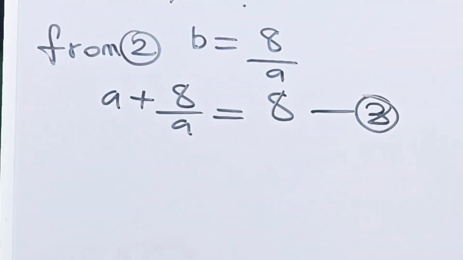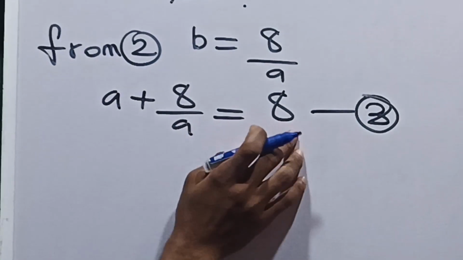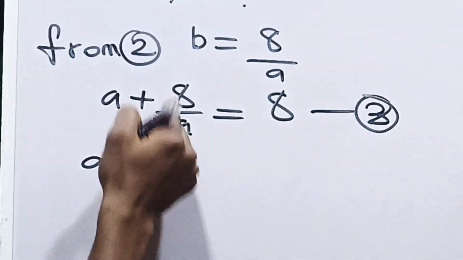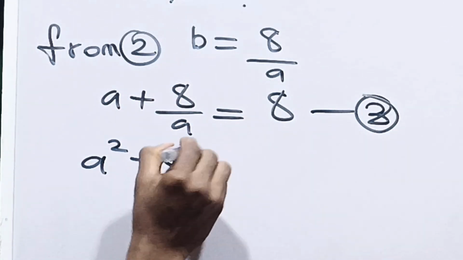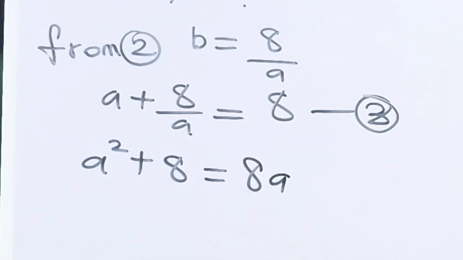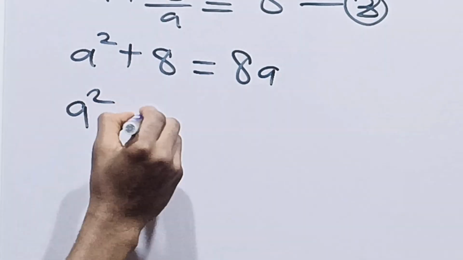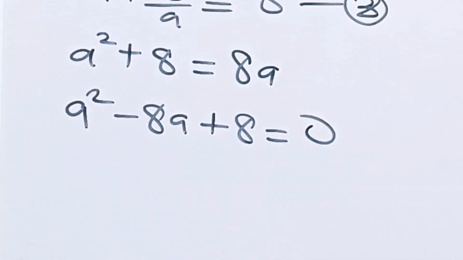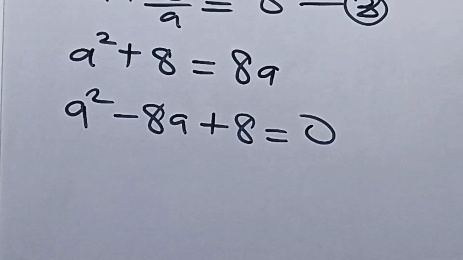Now let's multiply each term here by a. So a times a will be a squared, plus 8 over a times a, the a's cancel to give us 8, is equal to 8 times a, which is 8a. So we have a squared minus 8a plus 8 is equal to 0. Now we can use the quadratic formula to solve this.